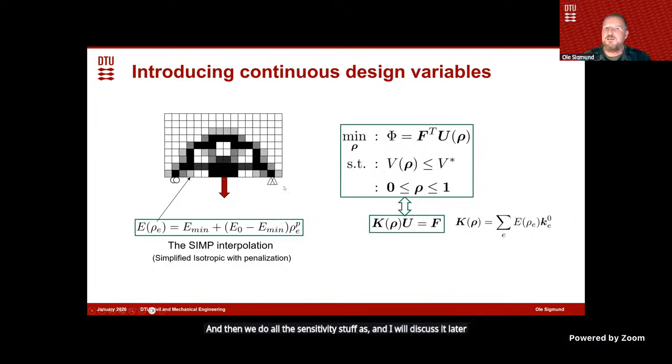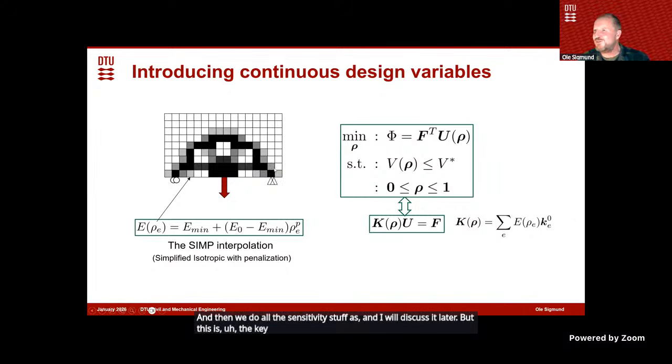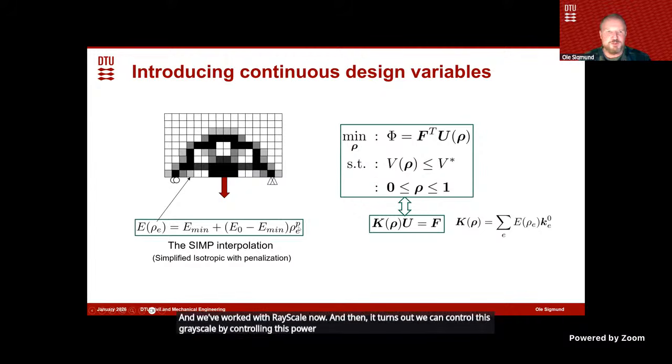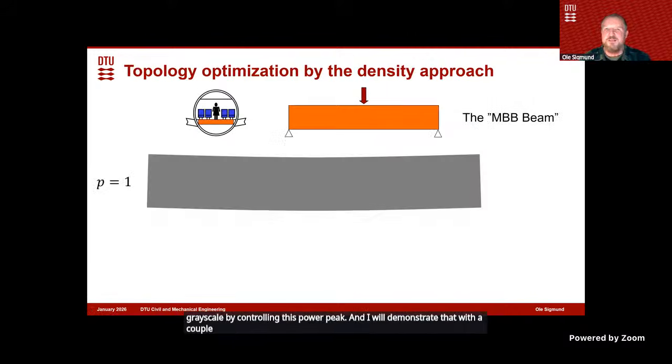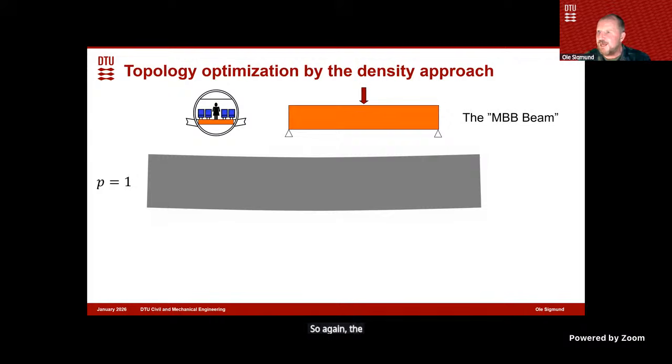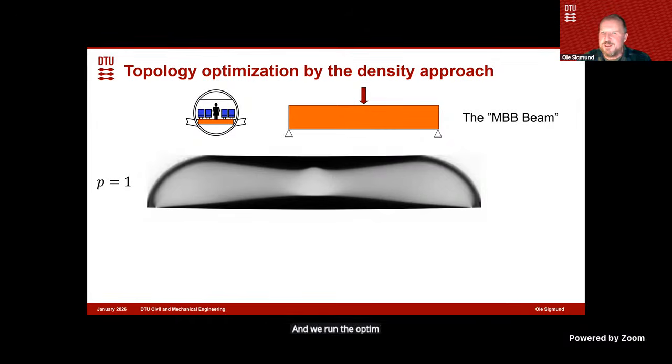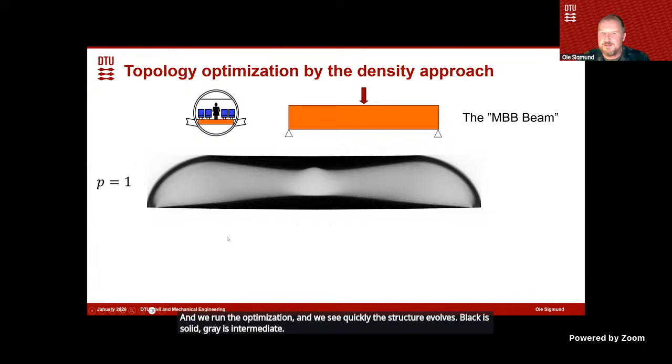But the key thing is we introduce grayscale, and we work with grayscale now. And then it turns out we can control this grayscale by controlling this power P. And I will demonstrate that with a couple of examples. So again, the MBB beam, we start with P equal to 1. So there's a linear relation between density and the Young's modulus. And we run the optimization, and we see quickly the structure evolves. Black is solid, gray is intermediate, white is void.